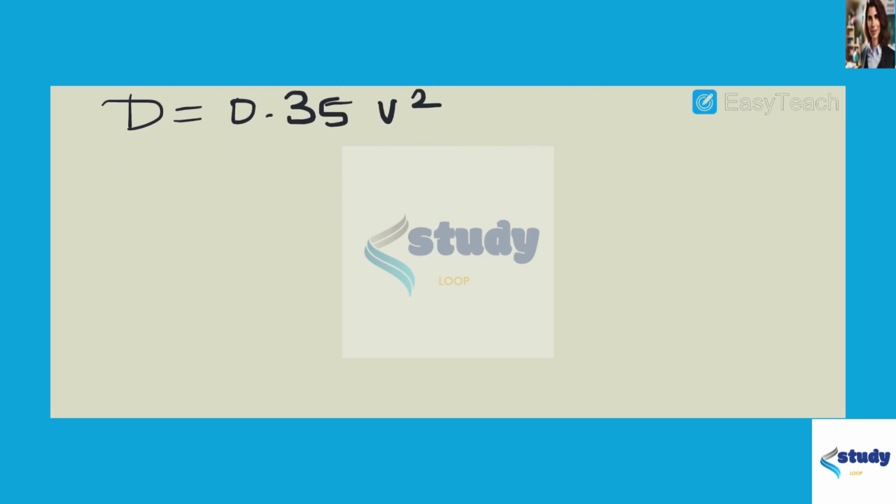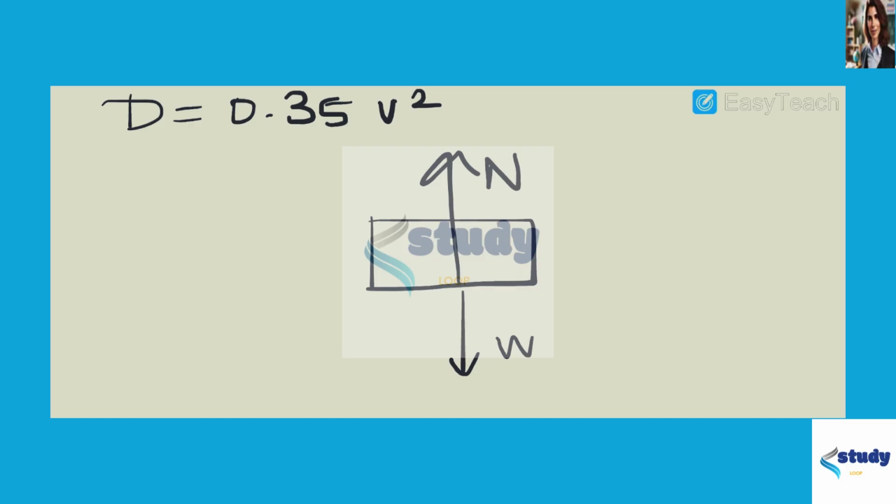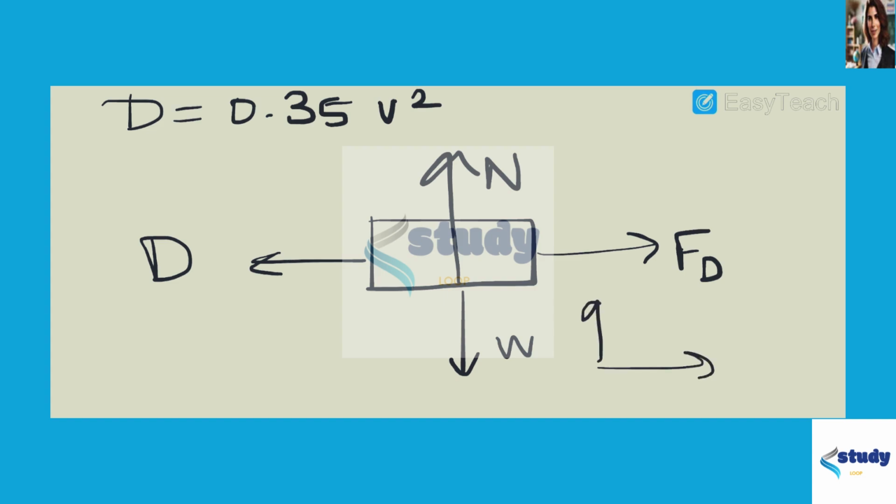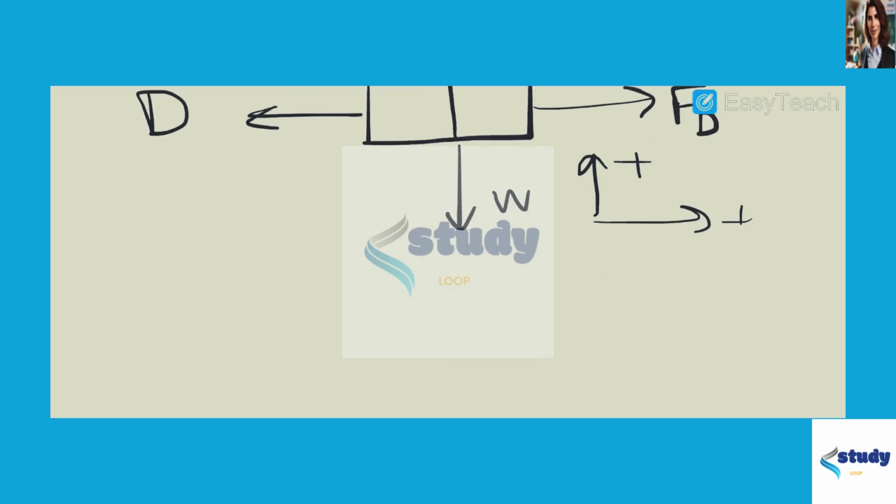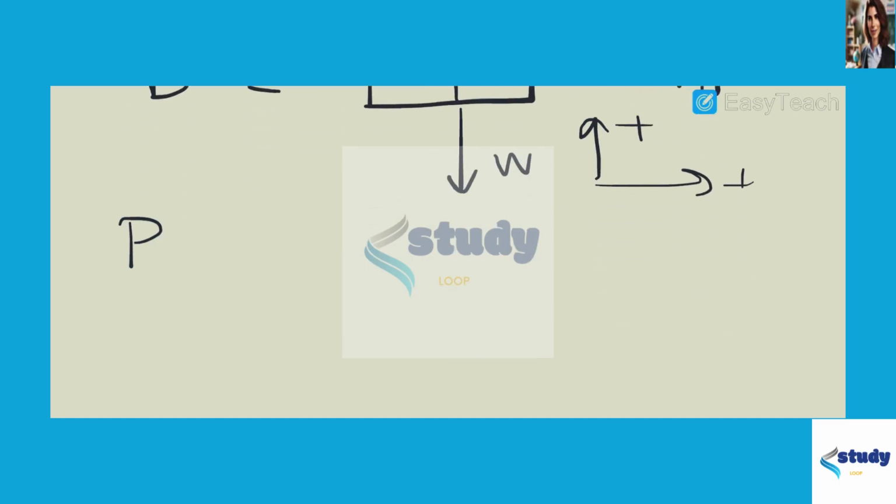So first thing we're going to do is draw a free body diagram of this car going through its motion. So we have the car here, we have a normal force, the vertical, we have the weight force going directly down. We have this driving force that is pushing the car forward, and we also have this drag force that is acting against the direction of the car. And this is positive for our sign convention.